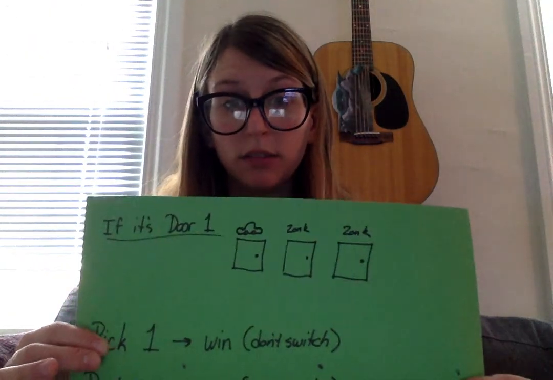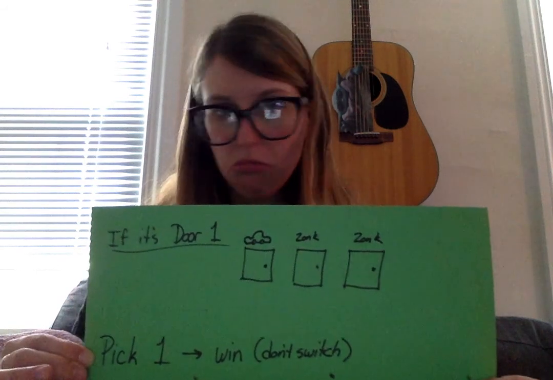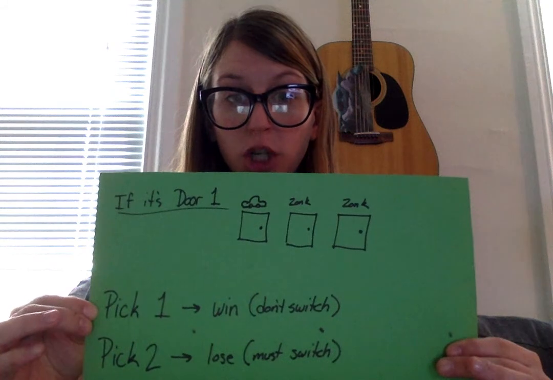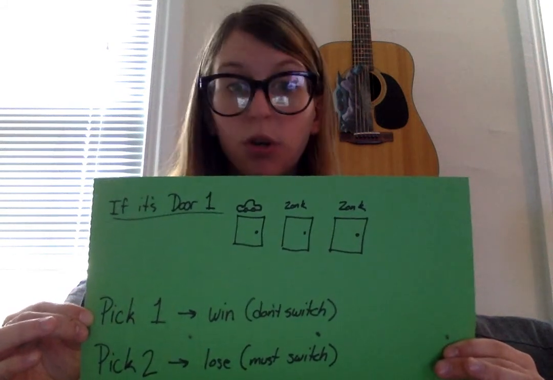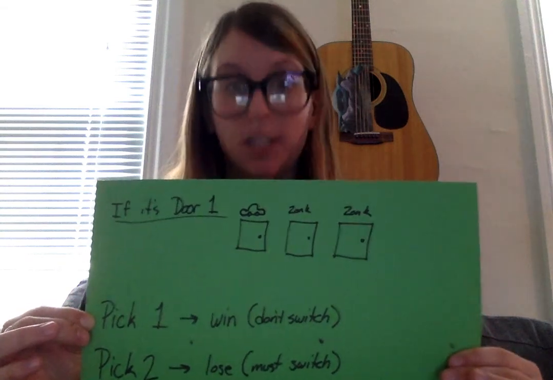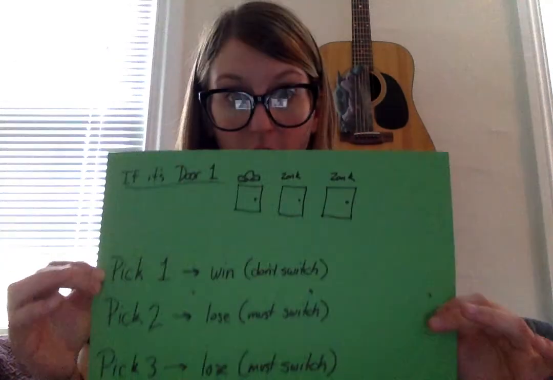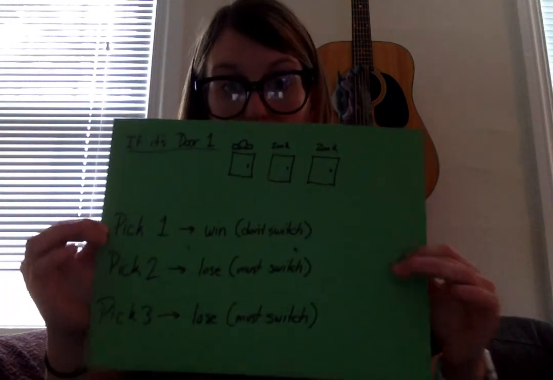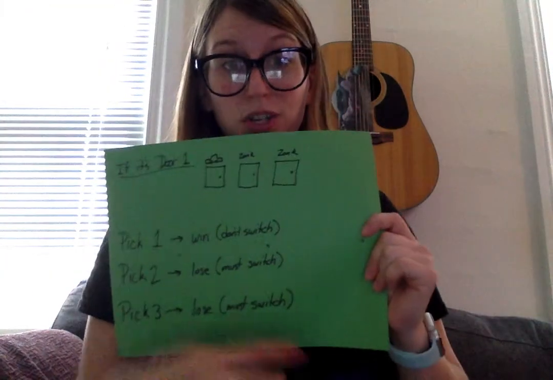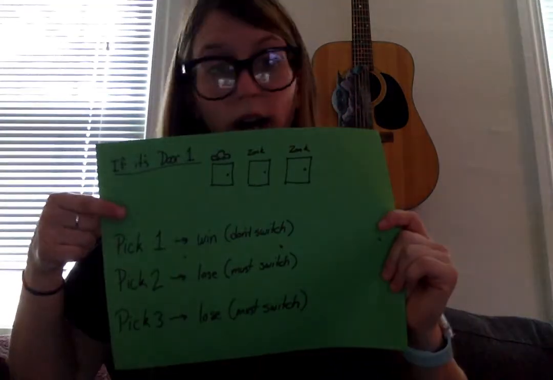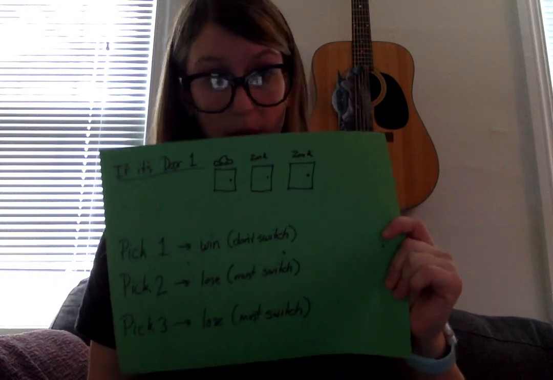If I pick one, I'm going to win and I shouldn't switch. If I pick two, I'm going to lose and I need to switch in order to win. If I pick door number 3, I'm going to lose unless I switch. So 2 out of the 3 times, I need to switch in order to win. Only 1 out of the 3 times does sticking with my gut actually get me the prize.